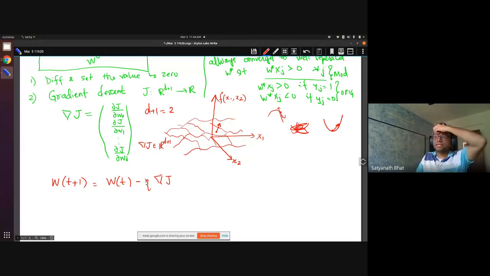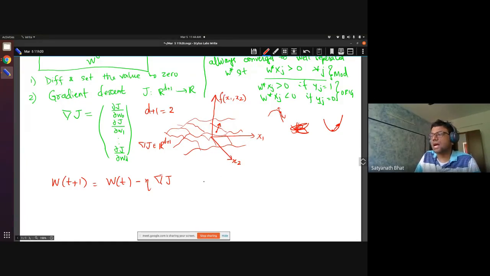This eta is a small number. You need to tune this eta, but let us not worry about how to do it. I will give you some assignments so that you can get some practice on this. Eta is a fixed number, or it can change in the loop, but whatever it is, the idea is very simple.